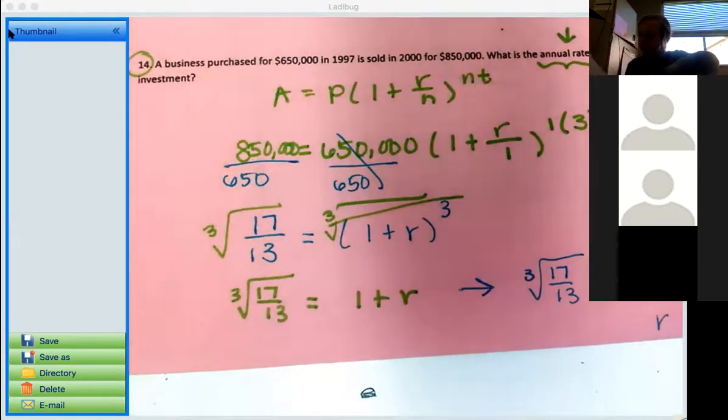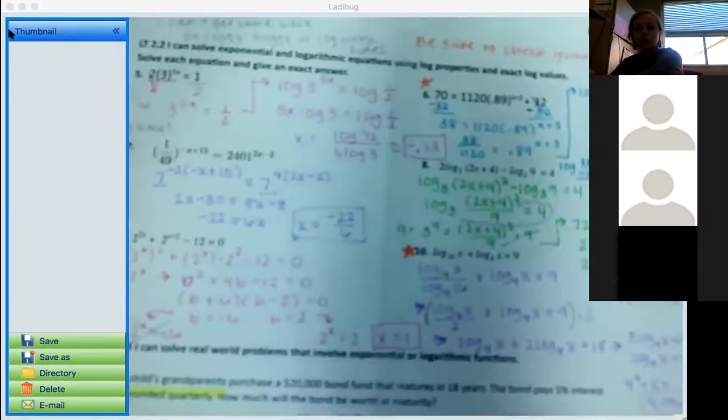8, 9, and then 11 through 13. So I'll let y'all check 8 and 9 first.